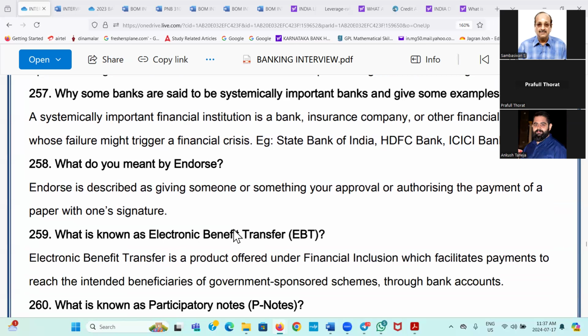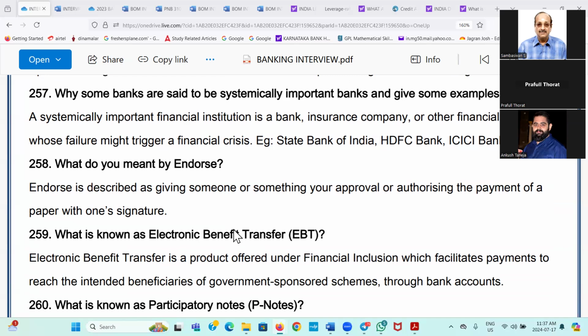258. What do you mean by endorse? Endorse is described as giving someone or something your approval or authorizing the payment of a paper with one signature.